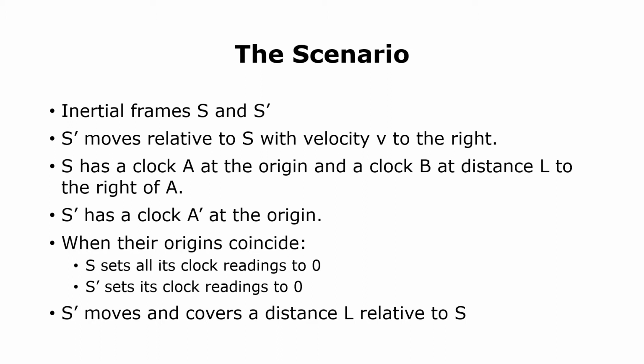Consider this scenario. There are two inertial frames S and S prime. S prime is moving relative to S with velocity v to the right. A and B are two of the clocks in frame S. Clock A is at the origin and clock B is at some distance L to the right of clock A. S prime has a clock A prime at its origin. When the origins of the two frames coincide, each frame sets its clock readings to 0. After that, S prime moves to a distance L relative to S.